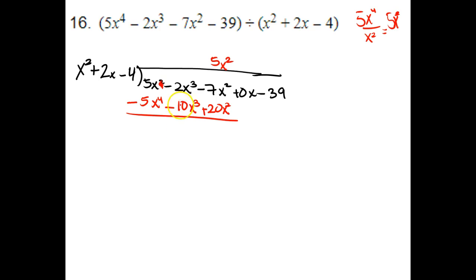Sorry. So I have negative 12x cubed, and then negative 7x squared plus 20x squared gives me positive 13x squared. And then I'm going to bring down this 0x, and then I'm going to start all over again. Once you bring down, I'm going to divide the first terms again. So now my first term is negative 12x cubed, and I'm going to divide that by x squared again.